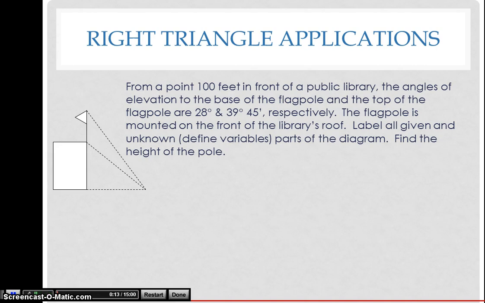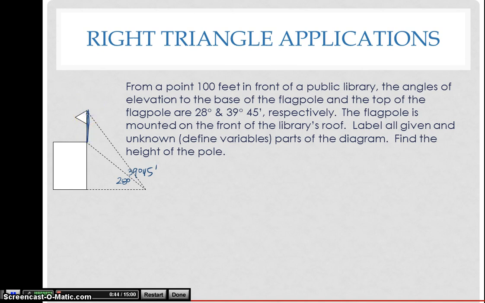From a point 100 feet in front of a public library, the angles of elevation to the base of the flagpole and to the top of the flagpole are 28 degrees and 39 degrees and 45 minutes respectively. The flagpole is mounted at the front of the library's roof. So we want to label all the unknown information and parts of the diagram, and we want to find what the height of the pole is. So we want to find this.